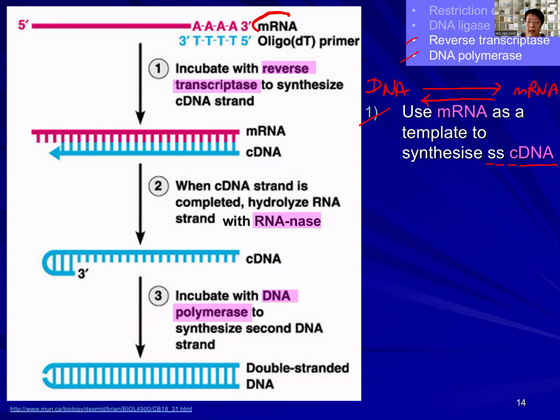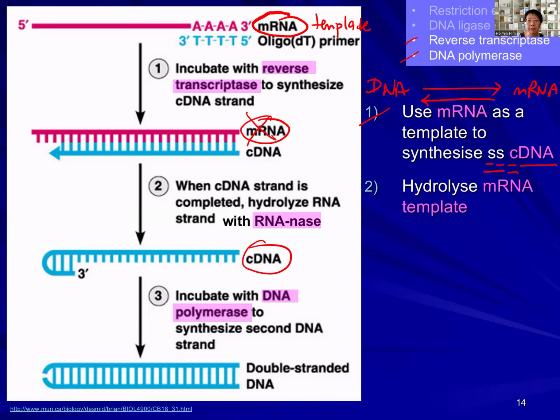So we have mRNA as the template. From this template, we want to synthesize a complementary strand, but we want to synthesize DNA. So this DNA is a single-stranded DNA, right? And it's complementary to the mRNA. So what do we need? We need this, later on you'll see. After you synthesize a single-stranded cDNA, we have to remove the mRNA. So we hydrolyze the mRNA so that we are only left with the cDNA as the template.